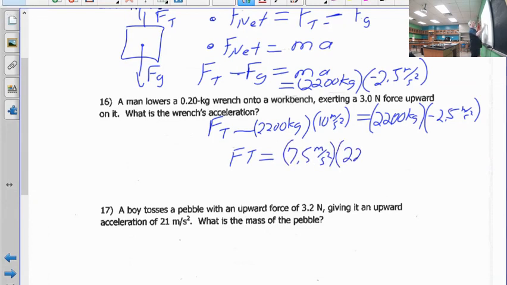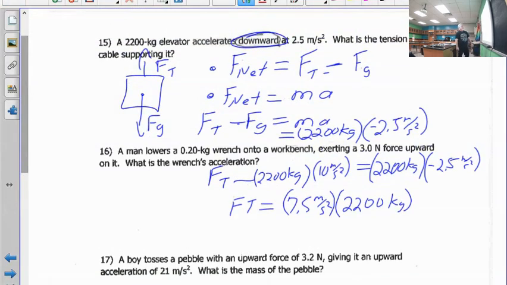And our mass of 2,200 kilograms. So we can punch that into a calculator. We can come up with what our tensional force is.